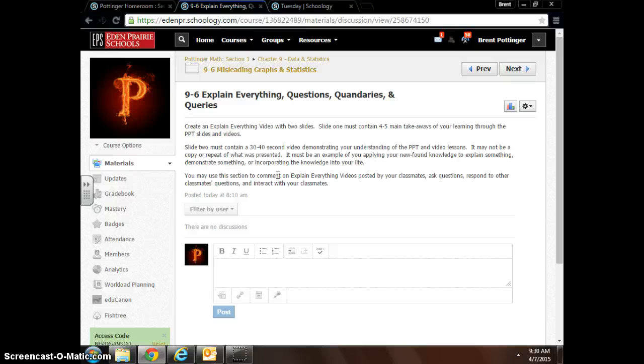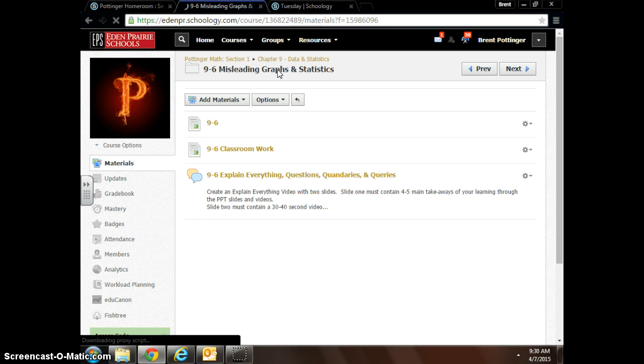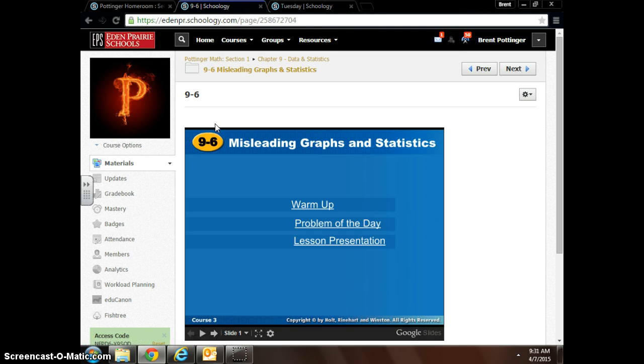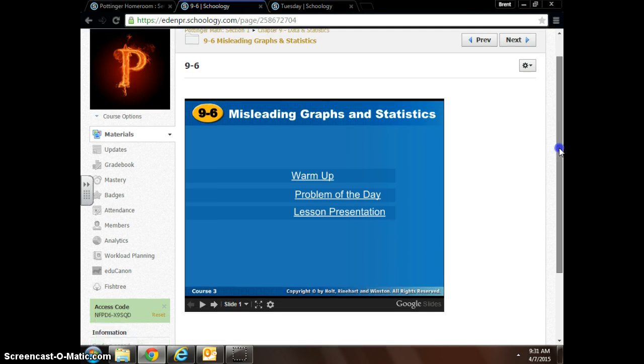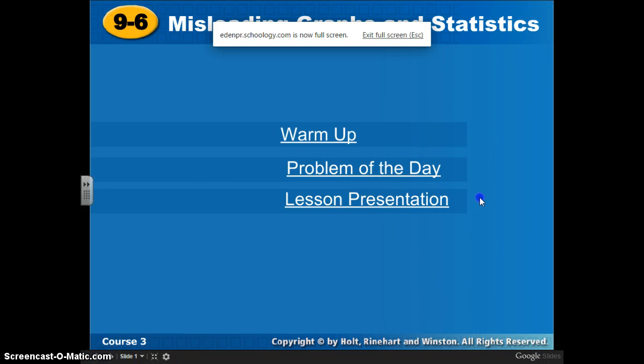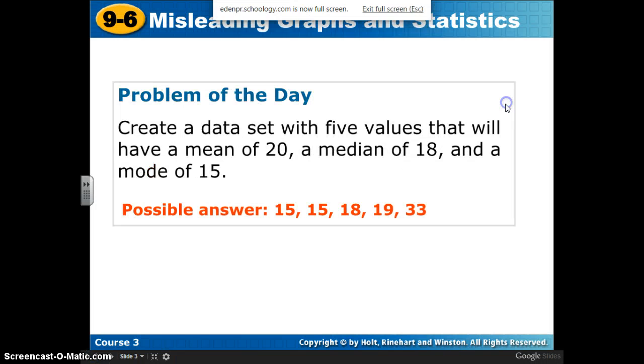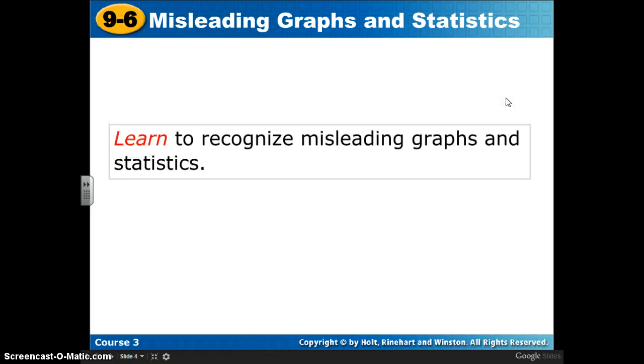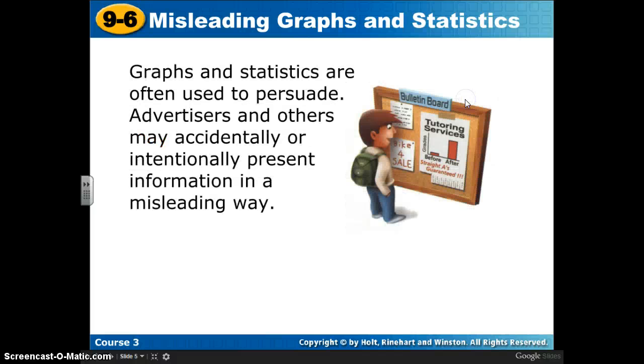Here we go, back to the lesson. Quick lesson run through. I'm actually going to use the PowerPoint again because the visuals are much better than what I can draw. So we're going to skip right on past the warm-up, the problem of the day. Here is your I can statement. I can recognize misleading graphs and statistics.